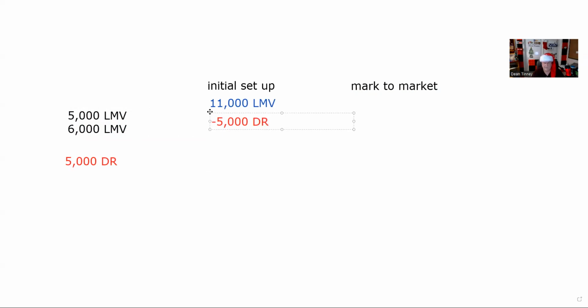So what I'm doing now, again, is my initial setup. And we'll put that there. And so as it stands right now, we have equity of $6,000.